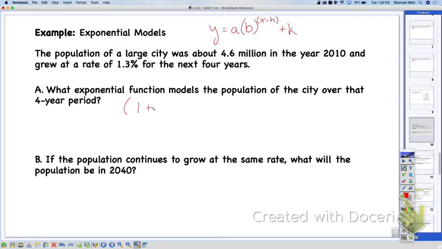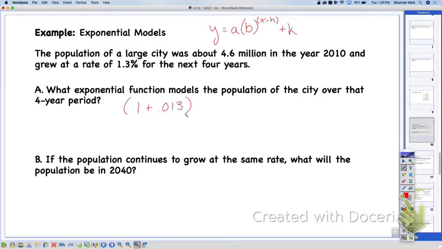plus 0.013, correct? Because I need the 4.6 million I already have, don't I? That would be the 1. And then I need to add 1.3% of that. So if I take those two together, I can get that accomplished. So that's my B, yes? What's my A?